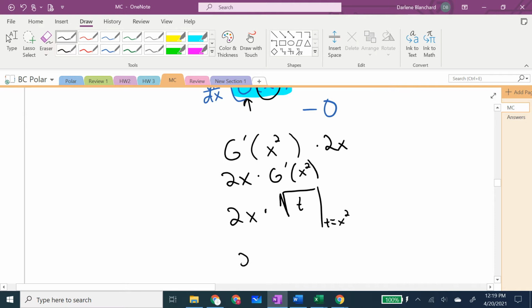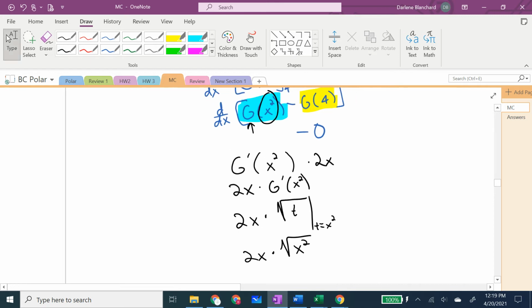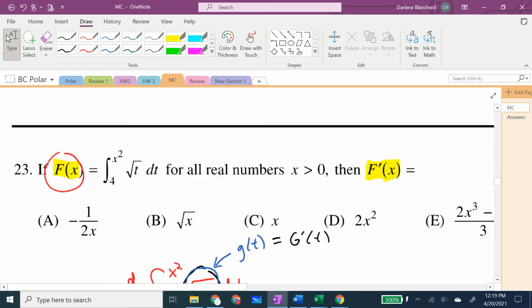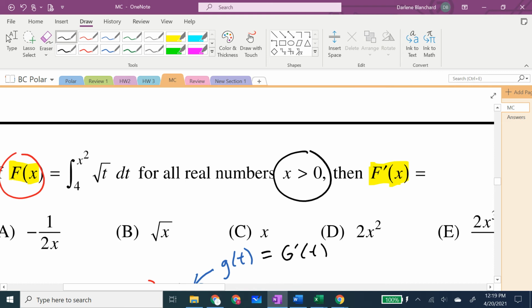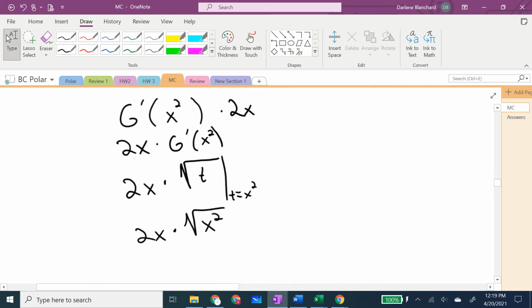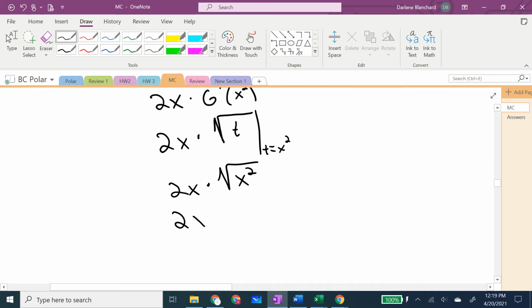But I'm plugging in an x squared. Now, I just mentioned that the square root of x squared is the absolute value of x. The problem, however, says x is only greater than 0. So that means that that is just x, and my final answer is 2x squared.